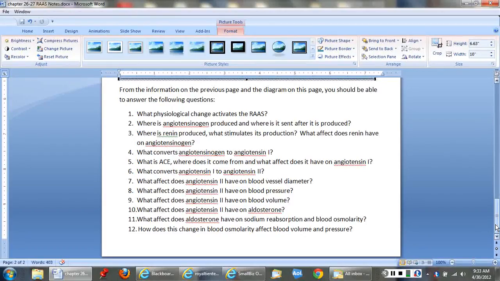Okay, so sodium reabsorption increases by aldosterone. And how does this change in blood osmolarity affect blood volume and pressure? So remember, did we go over osmolarity? It's in the integrity session. Any questions on that? Because it's important for you all to understand what we mean by osmolarity. Blood osmolarity.